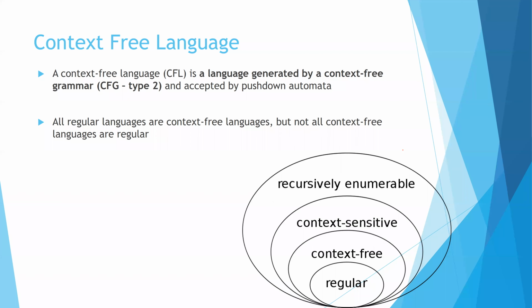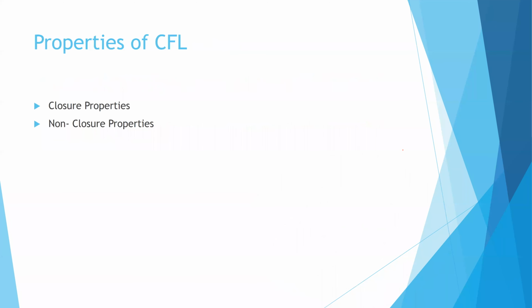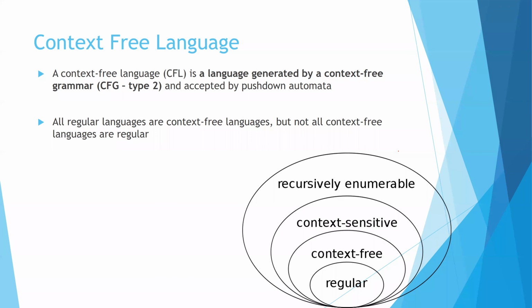We'll go on to a new topic, context-free languages. It is known as CFL. Just like you have regular languages, you even have context-free languages. Now, context-free languages are the languages which are generated by a context-free grammar. As we all know, context-free grammar is type 2 grammar and accepted by a push-down automaton.